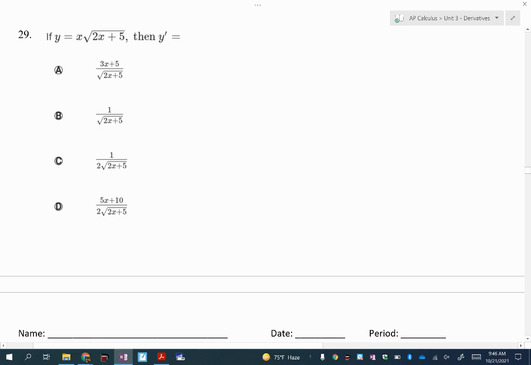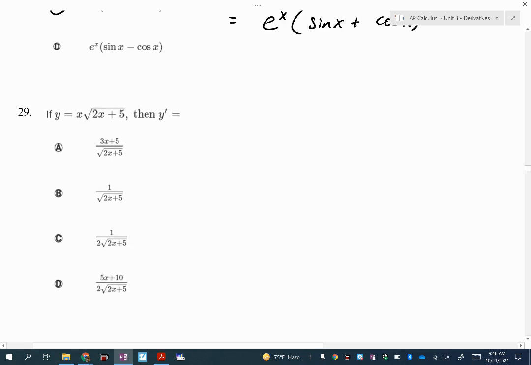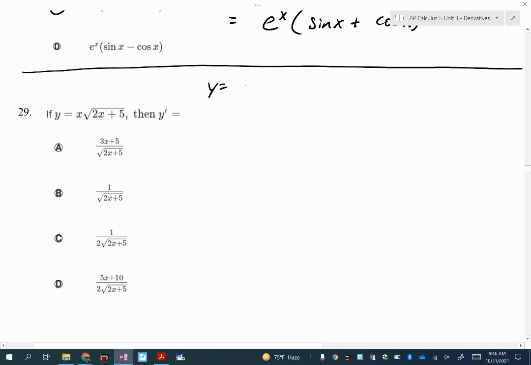29 says to find the derivative of y. Y prime means to find the derivative. This is going to be an example of the product rule, and we're going to have some chain rule. But what I want to do first is rewrite y to be x times (2x + 5)^(1/2). The reason I do that is because then it's easier for me to use the power property.